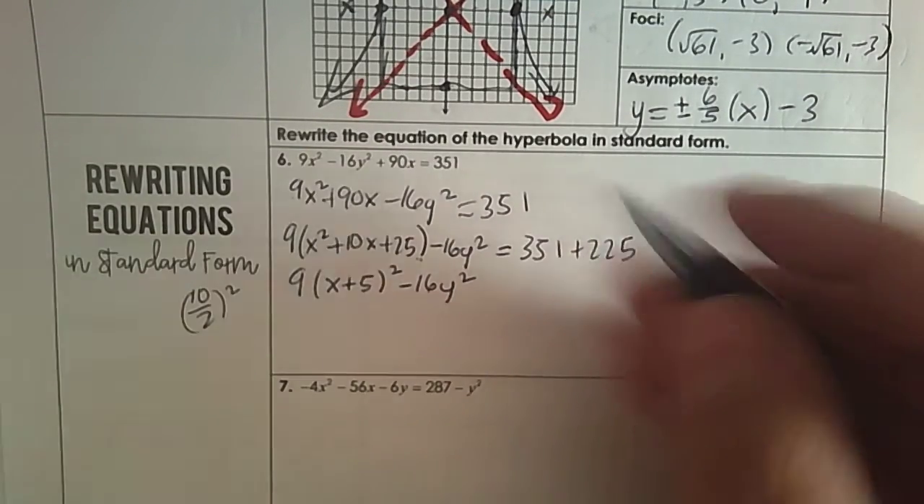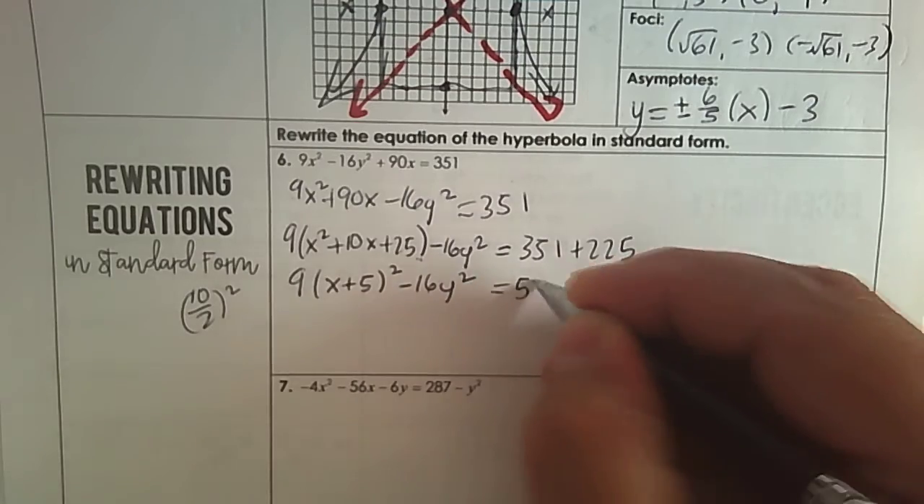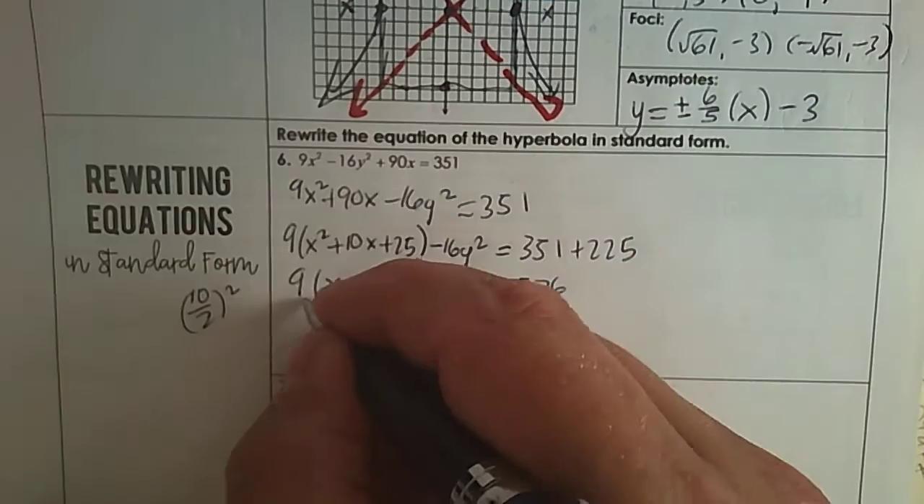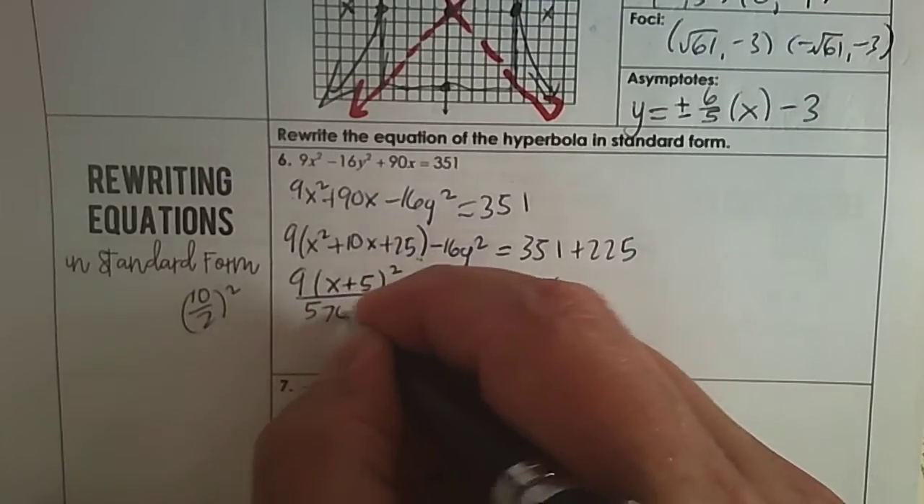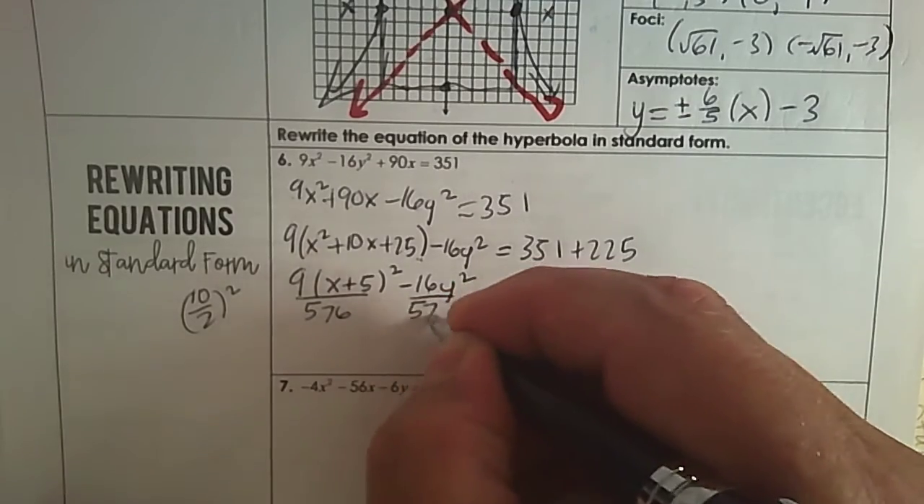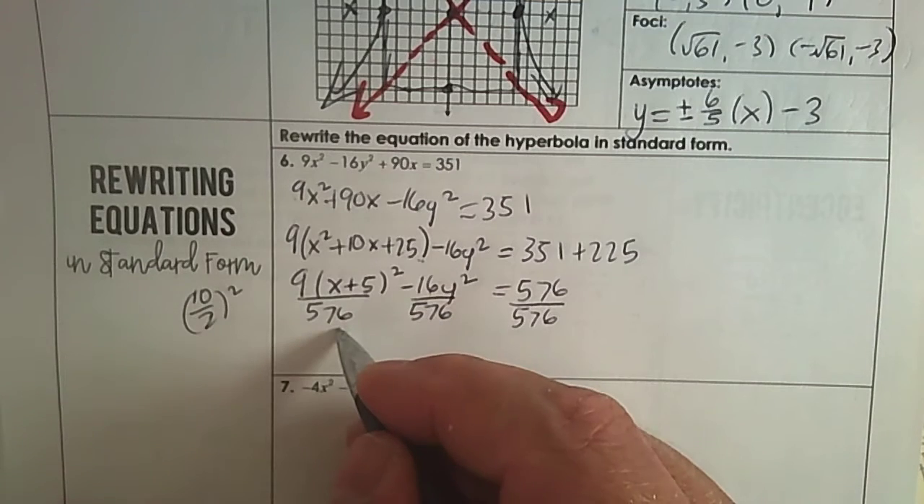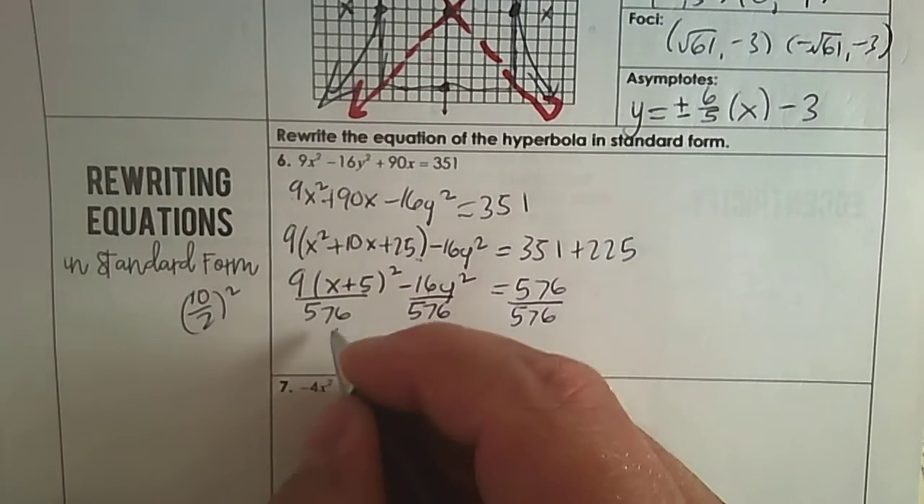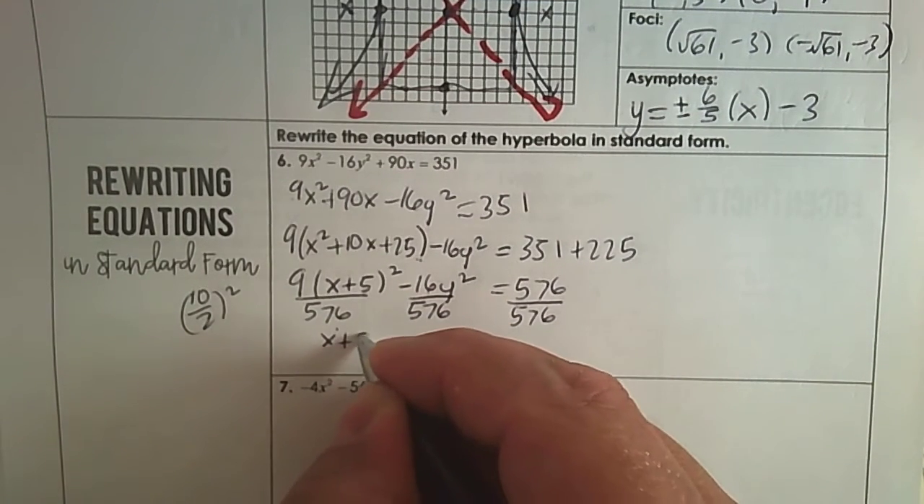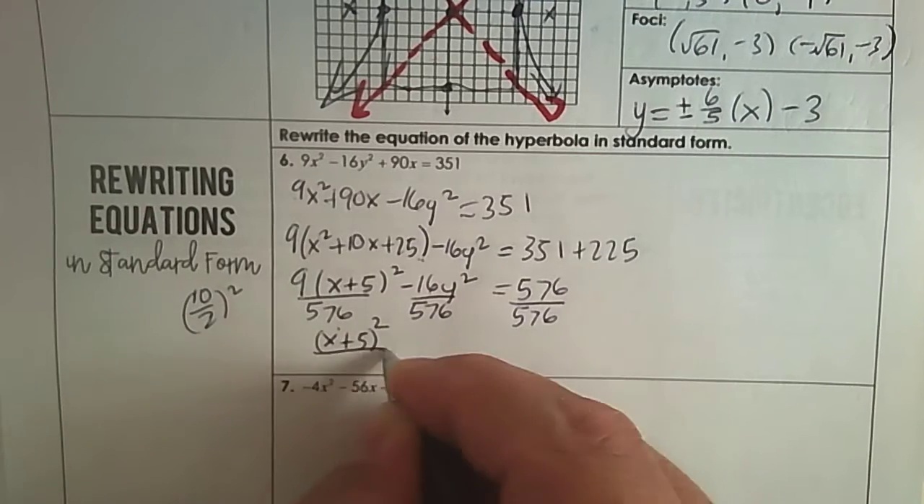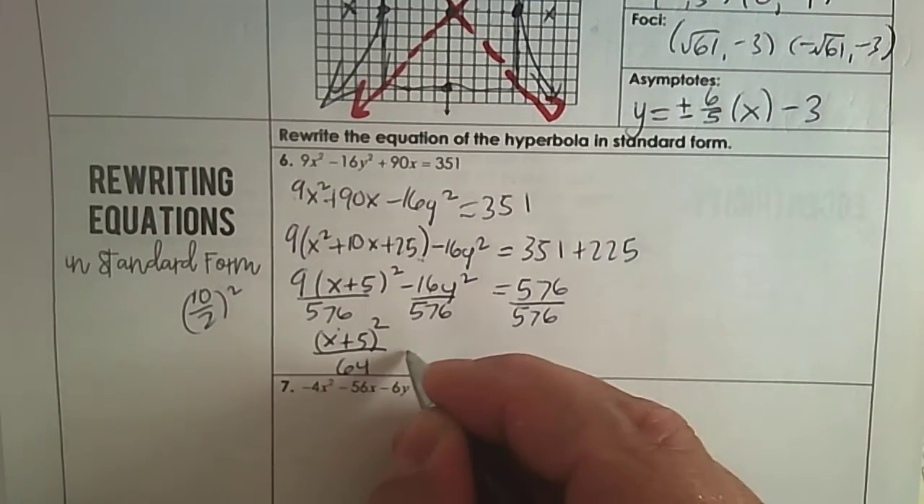Then when I add this up, that adds up to 576. That's what I'm going to divide by. If you need a calculator, it's okay. I'll do the calculator work for you. 9 goes into 576. If you divide it, it goes in 64. So (x plus 5) squared over 64.